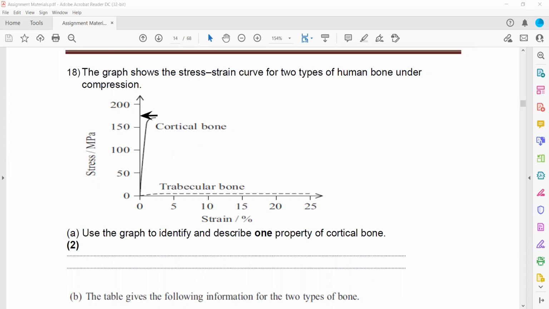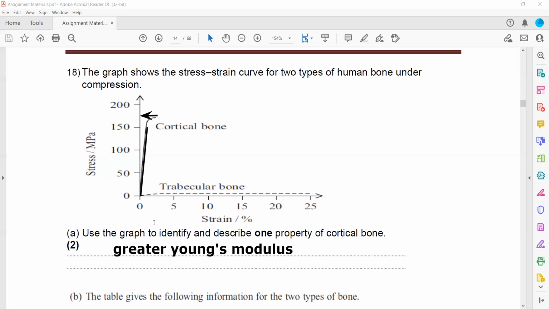So two things which we can identify: it will have a high, greater or large Young's modulus, and the second thing we can say, it will have a greater strength or high tensile strength. So greater Young's modulus, because the Young's modulus refers to the slope of the stress and strain graph. As you can see, it is much steeper as compared to trabecular bone. That's why it will have a greater Young's modulus.